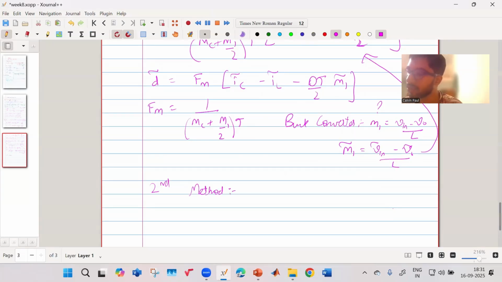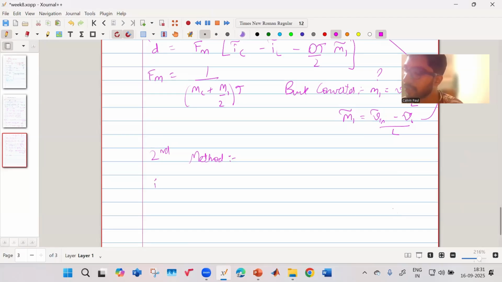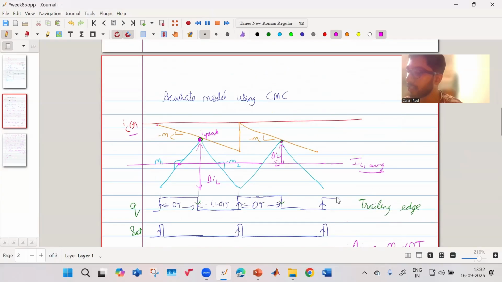Second method. In the first method, we found our I peak is equal to I control minus MC dt, because we are finding out this point I peak. I peak is equal to IC minus MC into dt. This is fixed. This is the point which we are modeling at.